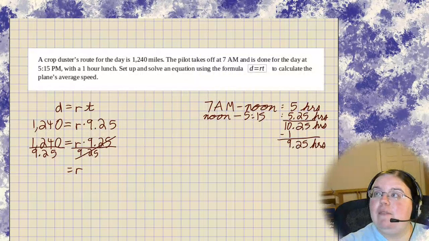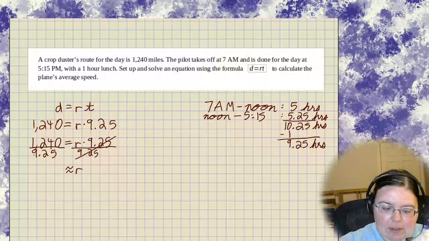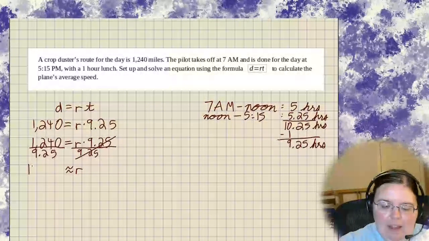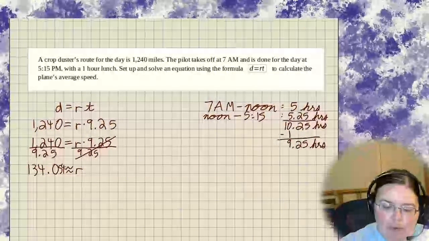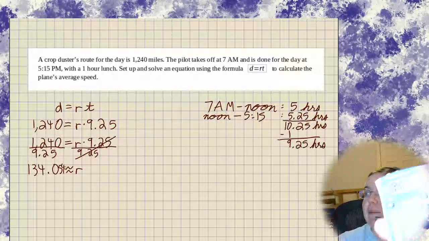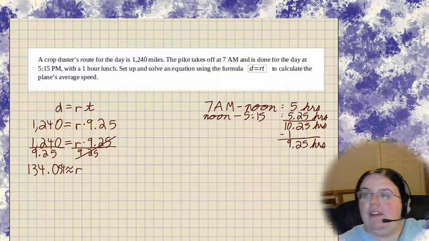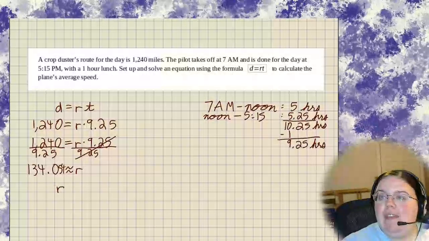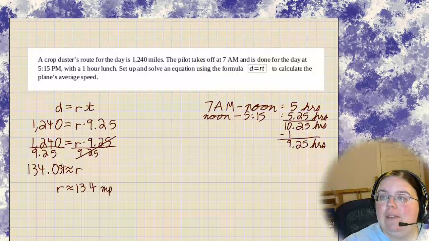Well, I'm going to cut this off after a few digits because it's an inconveniently long decimal number. So that's 134.05405, and then I don't know because my calculator ran out of digits. So I'm going to say that the plane's speed was about 134 miles per hour that day.